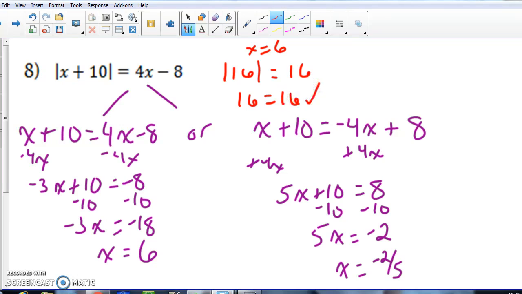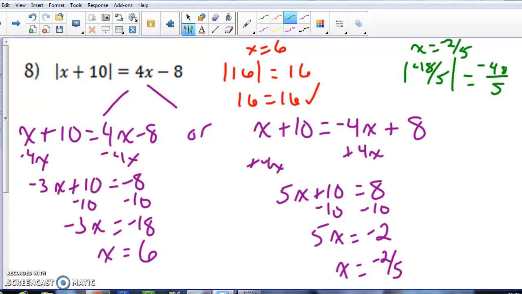If I plug in the negative 2/5, so if I'm going to check, okay, when I plug in negative 2/5 on the left-hand side, negative 2/5 plus 10 is going to give me 9 3/5, or that's going to give me 48 over 5. So I'm looking at the absolute value of 48 over 5. On the right-hand side, 4 times negative 2/5 is negative 8/5. And if I subtract 8, that gives me negative 48 over 5.